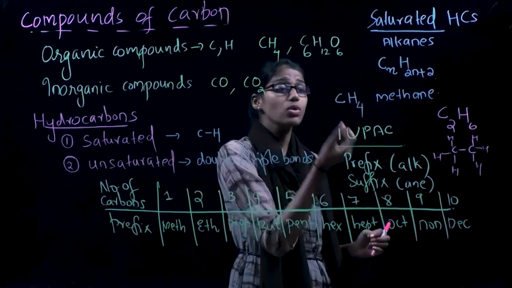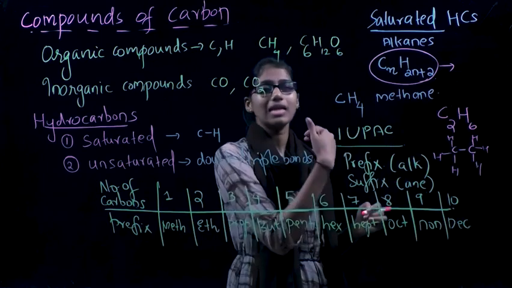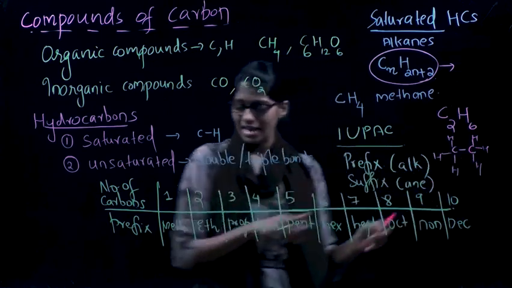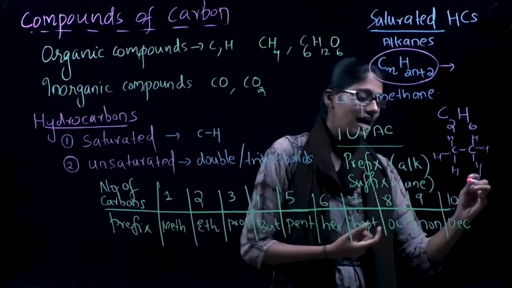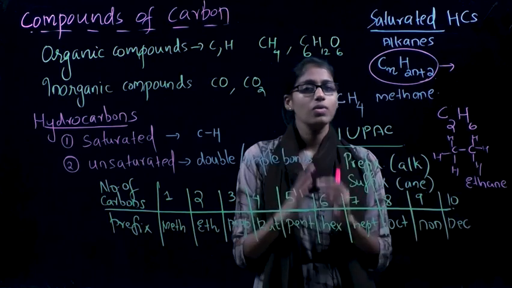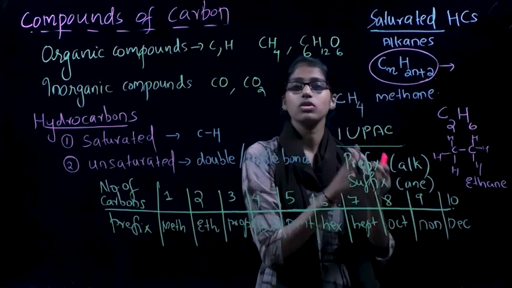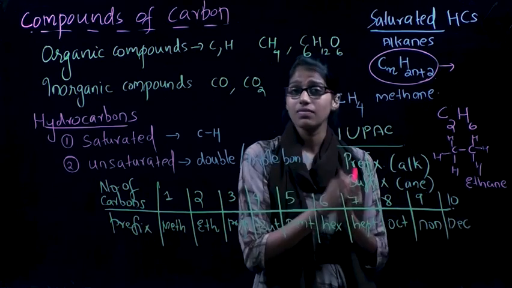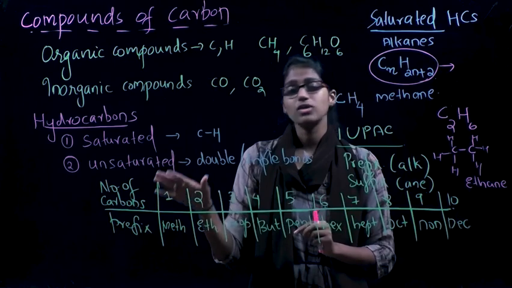So CnH2n+2 is the formula for the alkane, and for this system, as you have 2 carbons, this is eth followed by ane, and hence you have the name ethane. So similarly, we can do the naming of hydrocarbons for alkanes according to the IUPAC rule, and we have several sets of rules to name unsaturated hydrocarbons also.